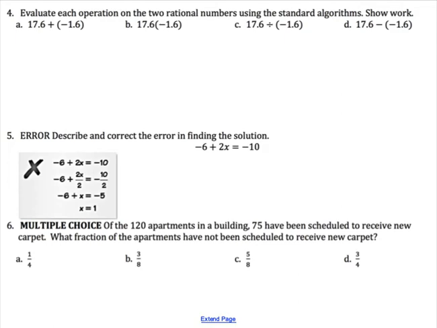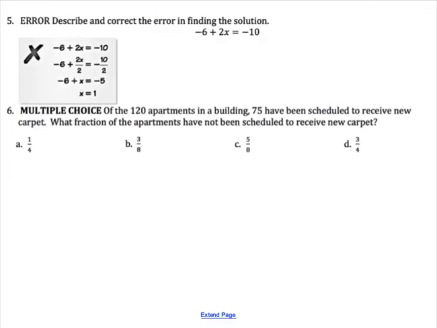Of the 120 apartments in a building, 75 have been scheduled to receive new carpet. What fraction of the apartments have not been scheduled to receive new carpet? So if 75 have been scheduled to receive new carpet, I guess that's 45 that haven't. So you'd want to do 45 out of 120, reduce that fraction and see what it comes out to be.